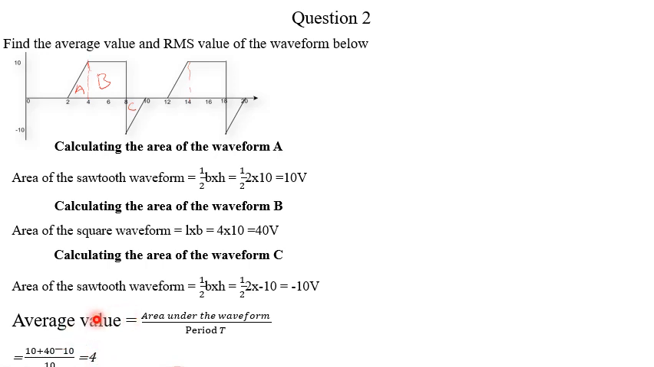Then what do we now need to do? We need to now calculate the energy of each signal. Calculating the energy of each signal, we realize that this signal and this signal are the same, it's just that they are in the negative direction. So whatever value you get for A is the same as C, but it will be minus.